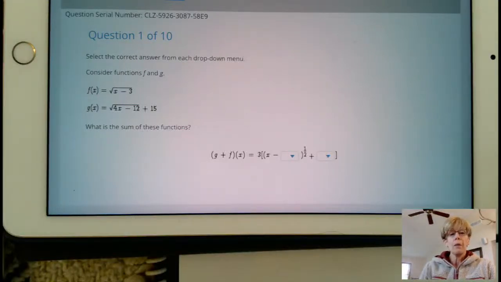Select the correct answer from each drop-down menu. Consider functions f and g. F of x equals the square root of x minus 3. G of x equals the square root of 4x minus 12 plus 15. What is the sum of these functions?